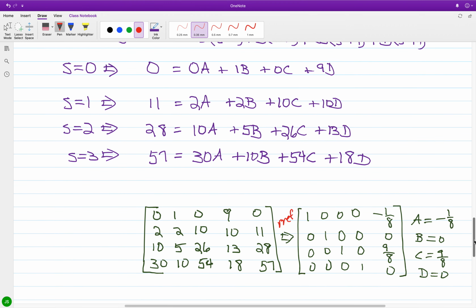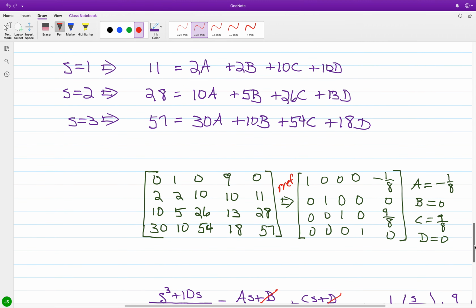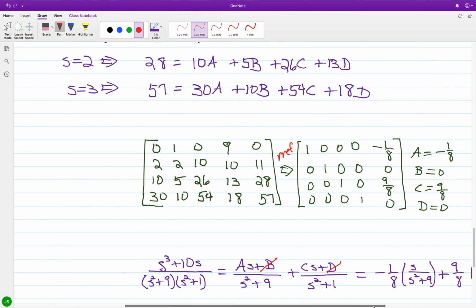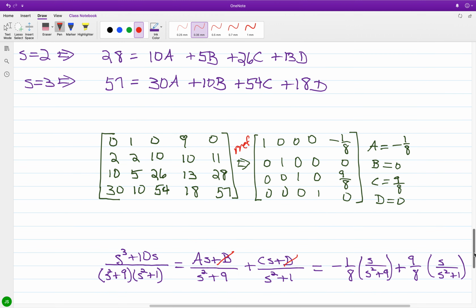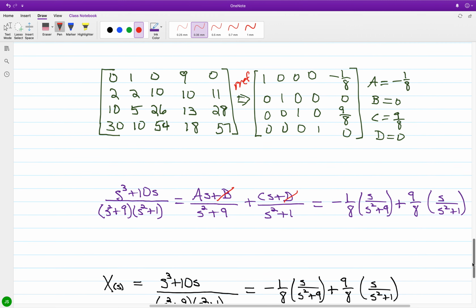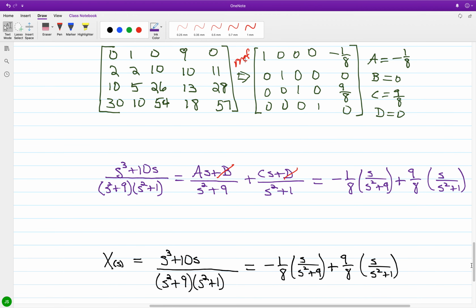Now, taking the values of a and c, we go back to the original ratio. Again, b and d are negligible, so only the terms with As and Cs remain. So we have a at -1/8, giving this ratio: -1/8 of s over s squared plus 9. And with c at 9/8, I have 9/8 of s over s squared plus 1. So in the case of X(s), I have now -1/8 of s over s squared plus 9, plus 9/8 of s over s squared plus 1.